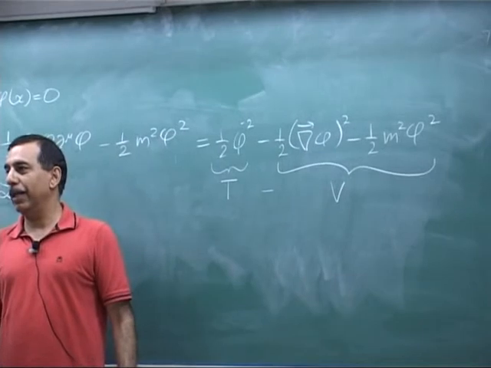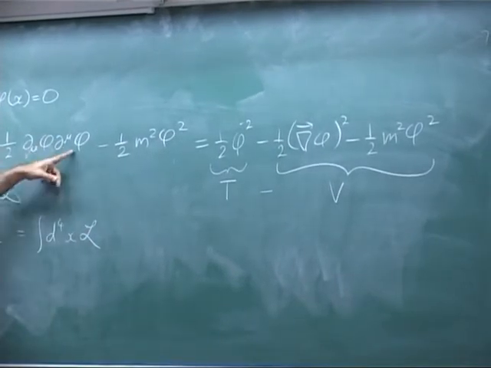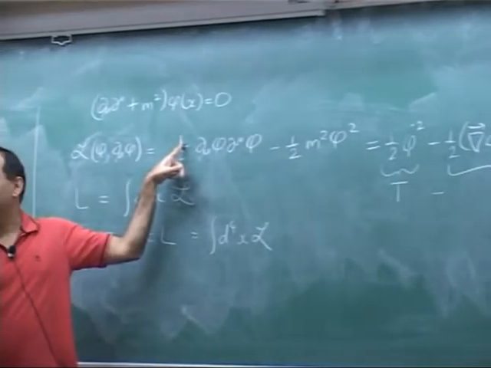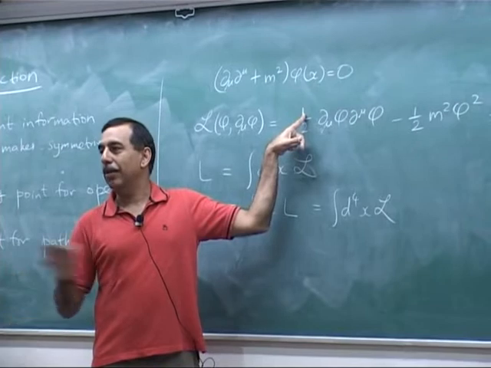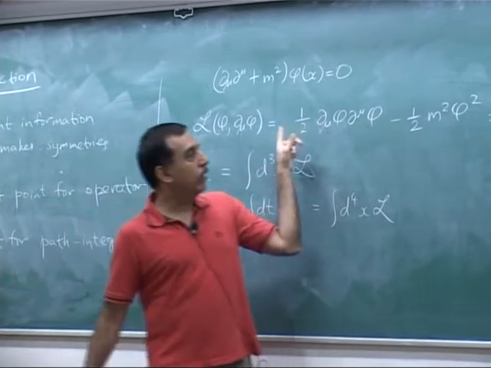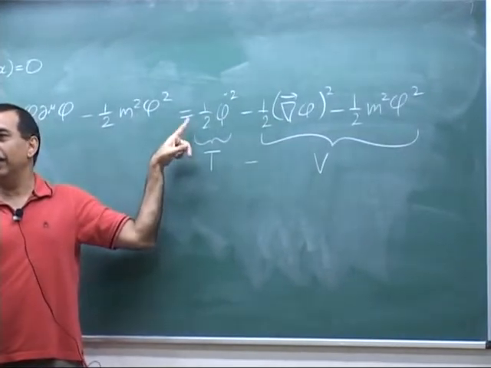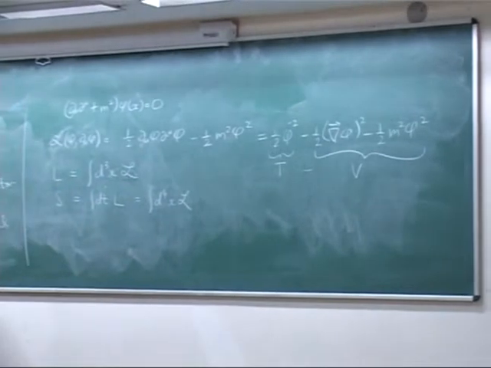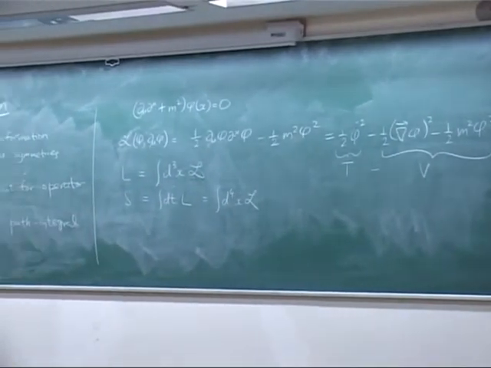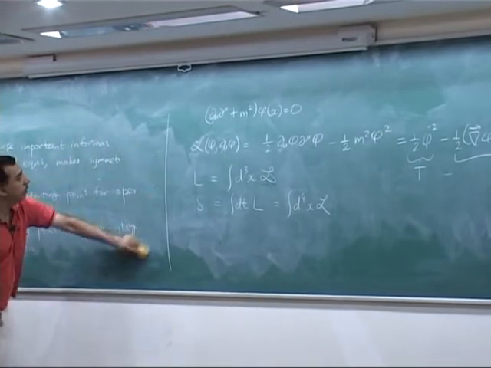The signs have to be like this. Sometimes in different conventions this term might be plus or minus half, depending on whether your Minkowski metric is plus minus minus minus or minus plus plus plus. But if you are ever confused, remember that if you write it explicitly in terms of time and space variations, it has to be T minus V.